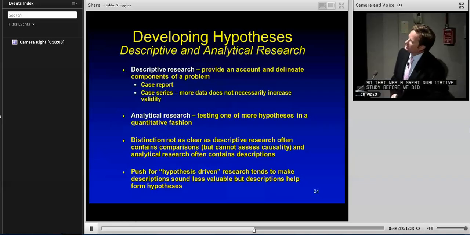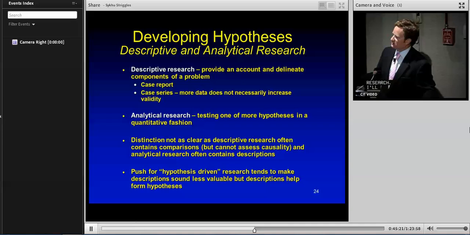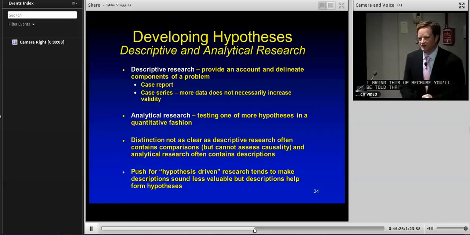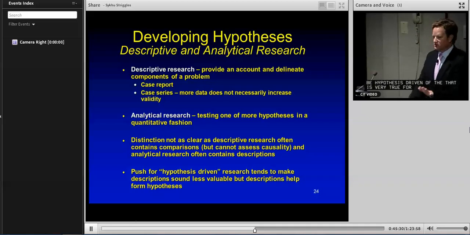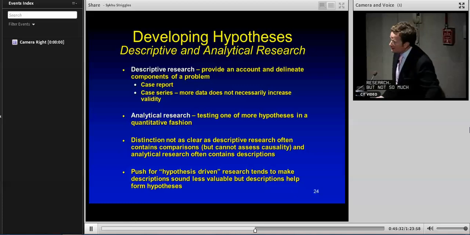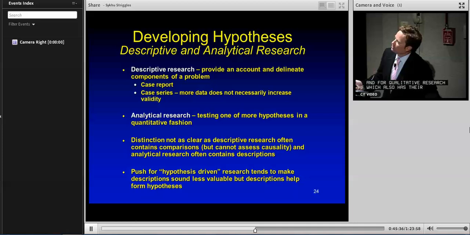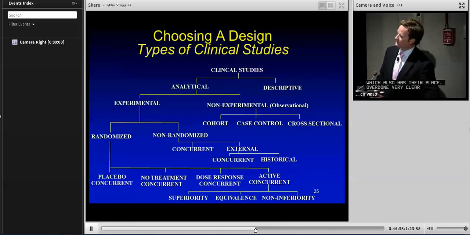So we already talked about the distinction between descriptive and analytical research, so I'll skip over this. Again, the reason I bring this up is that oftentimes you will be told by people that research needs to be hypothesis-driven. That is very true for quantitative research, but not so much for descriptive and for qualitative research, which also have their place. So you have to be very clear what your questions actually are to begin with.